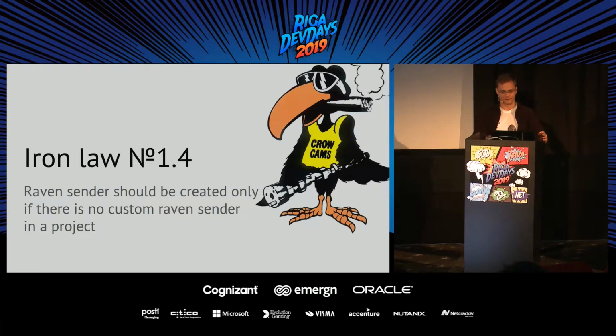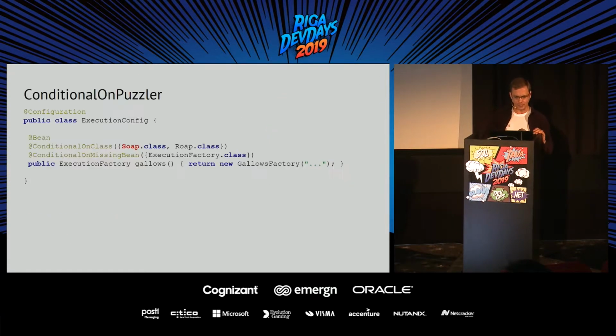I want to ask you something. I want to ask you some kind of puzzler. We have this config, okay? Execution config. We want to kill the people. And we have a lot of options for how we're going to kill them. So we have the gallows.